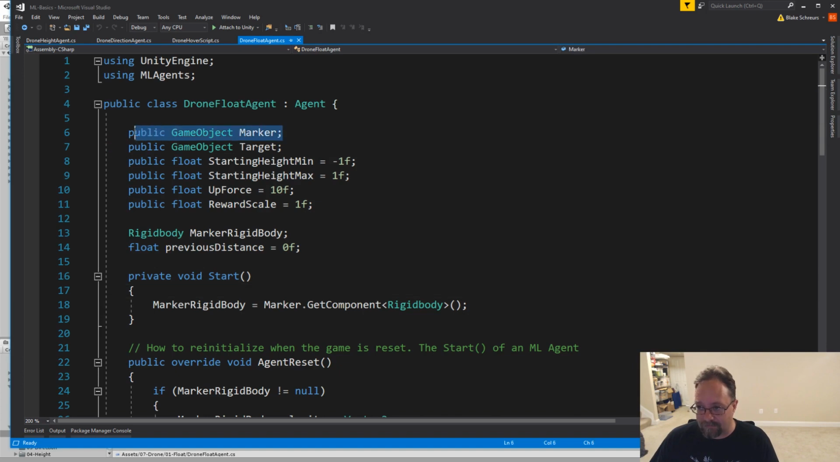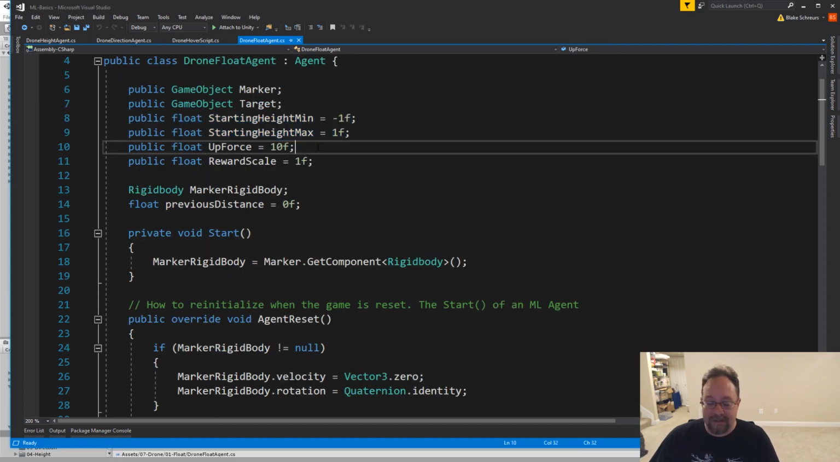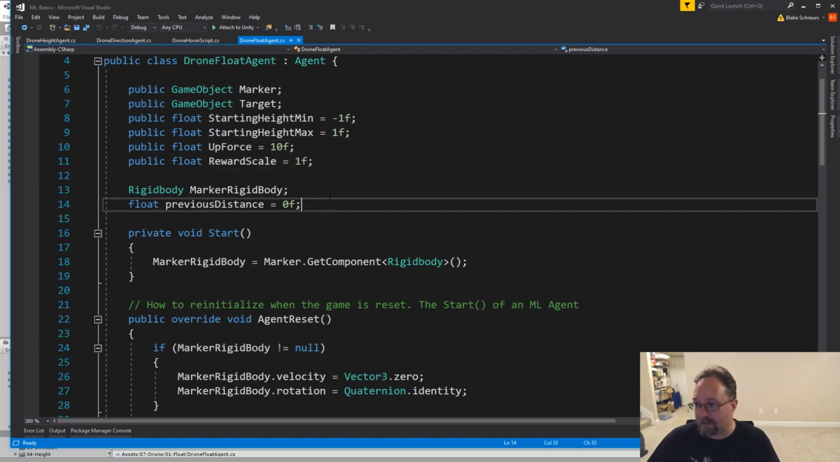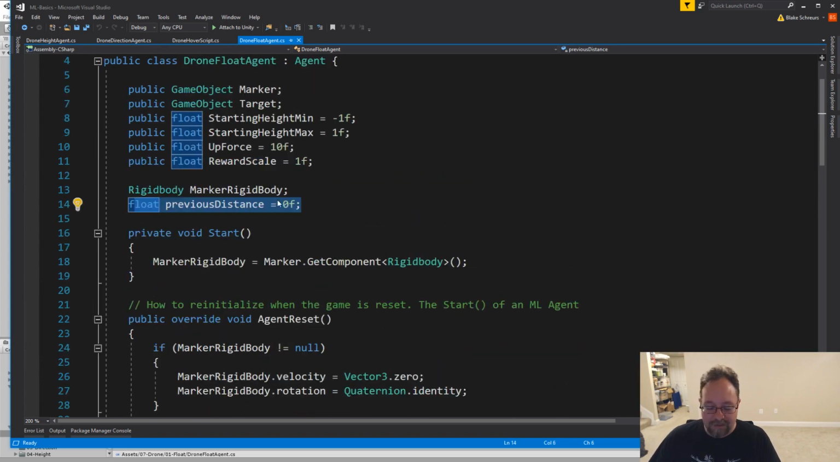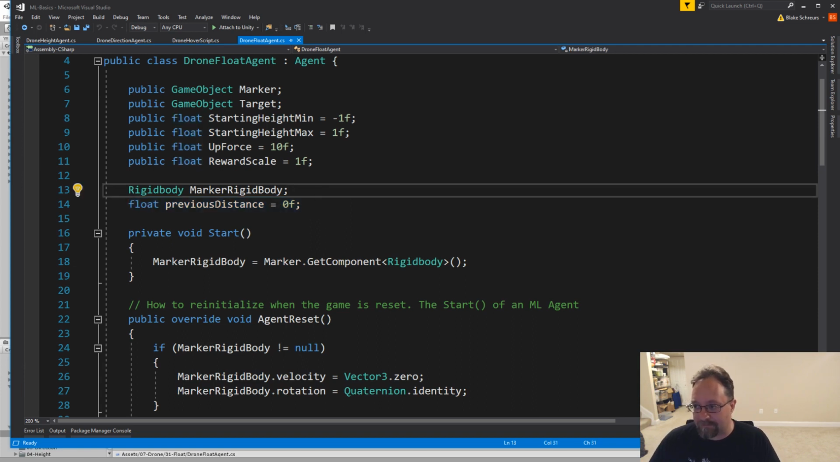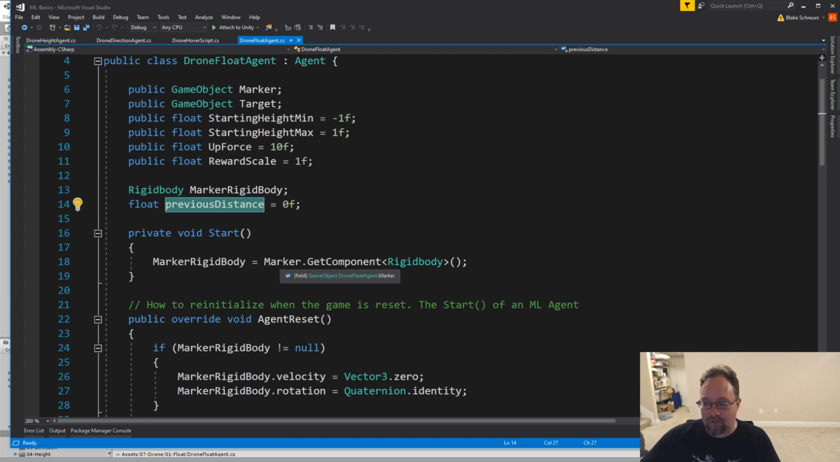You have the thing that you have flying around, you have the target, you have some minimum and maximum randomization for it. In this case, I did skip right ahead to using rigid bodies, and the input from the ML agent provides a parameter of how much force to use, and then also we have a reward scale. We have the rigid body so that we can add force to it, and then based on the last series of videos, we found out that measuring progress was more valuable than measuring distance. In this case, I'm comparing the distance from step to step so that we can provide the algorithm with an idea of how much progress it has made.